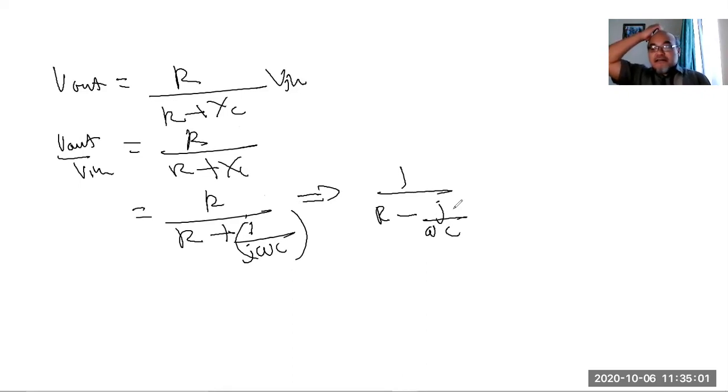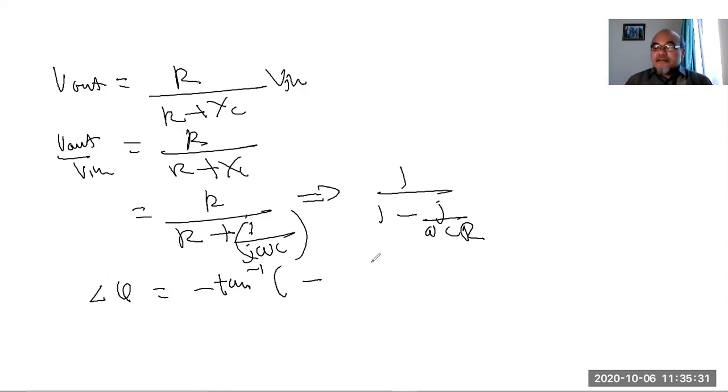Okay, then if we have divided all the sides by R, this becomes 1, and this becomes 1, and we obtain here R. So we divided both numerator and denominator by R. So from here we obtain that the phase change due to this high pass filter circuit is negative arctangent of minus 1, because this is in the lower part, okay? Minus 1 arctangent minus 1 over omega CR.